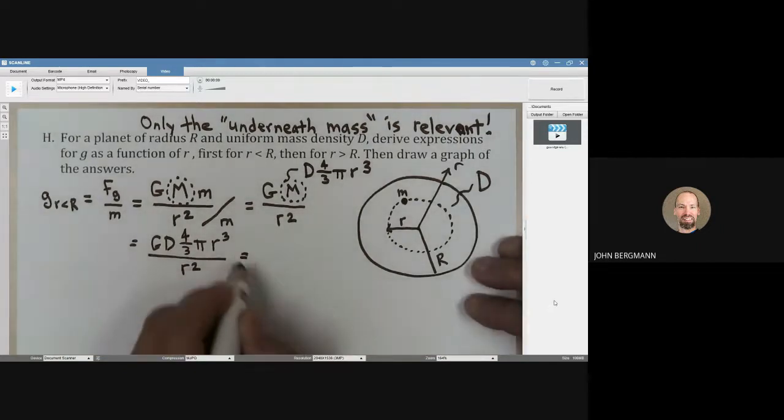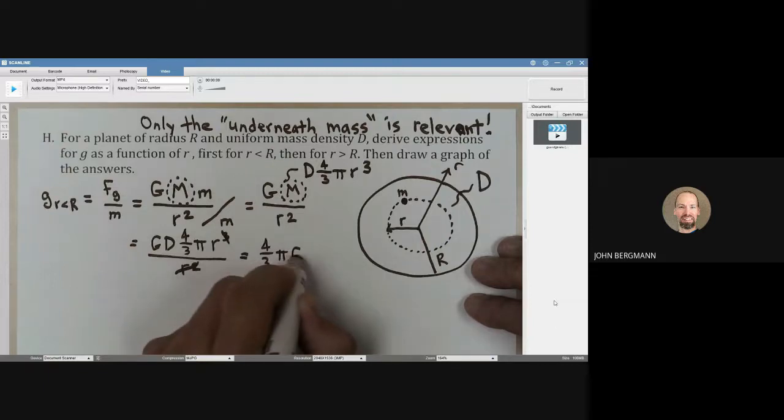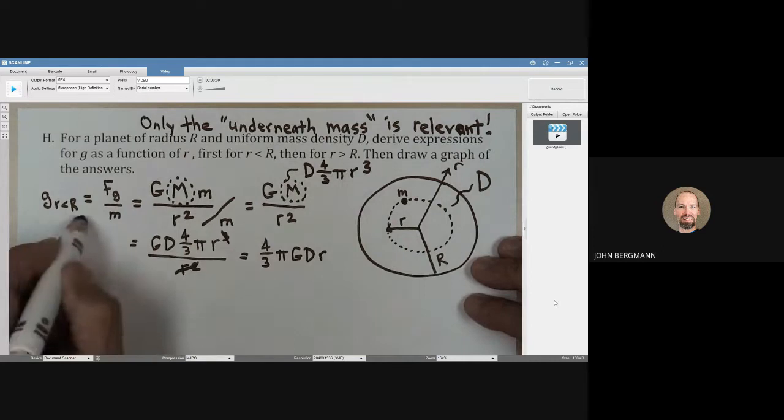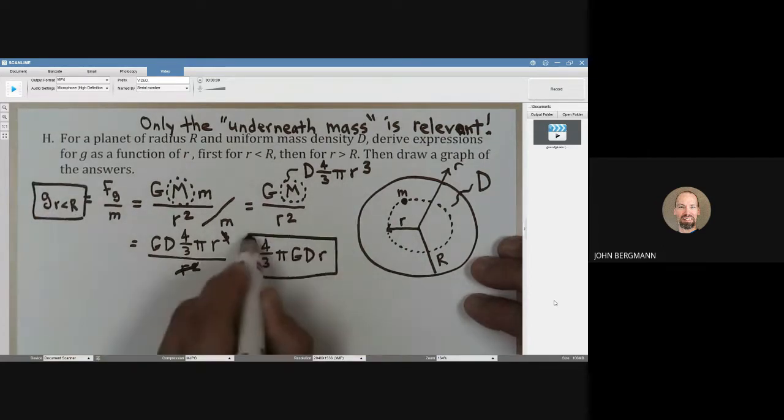So how does this simplify? Two of those r's go away, and I think that's it. 4/3 pi G d r. Let me put a square box around that.